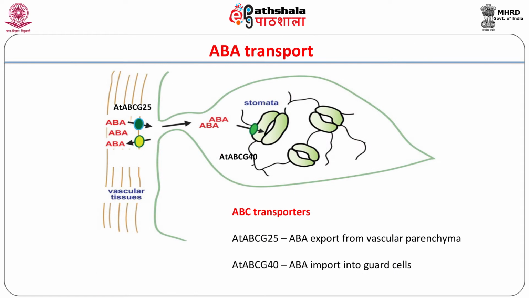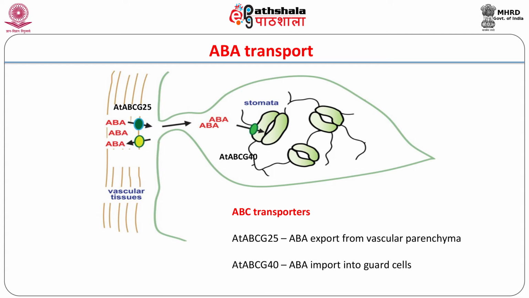ABA is synthesized in vascular tissues of leaves, from where it is transported by an intercellular pathway to the ABA responsive tissues like guard cells. Active transport of ABA across cell membranes takes place via ATP binding cassette or ABC transporters. These transporters are involved in active transport of abscisic acid across membranes and is accompanied by ATP hydrolysis.